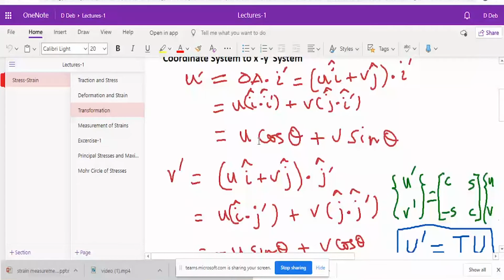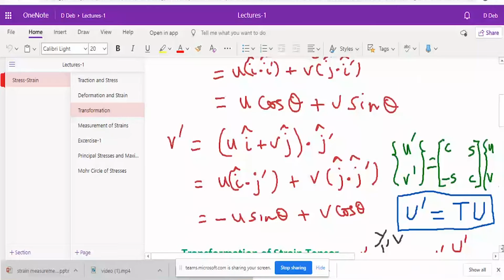This is very simple: how to transform a vector from one coordinate system to another coordinate system. This is basically CS minus SC. So U dash, V dash is CS minus SC. This is how we normally write.